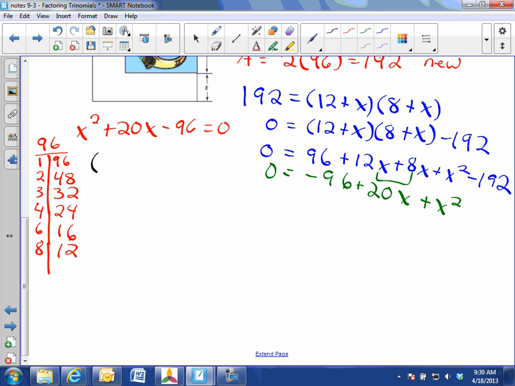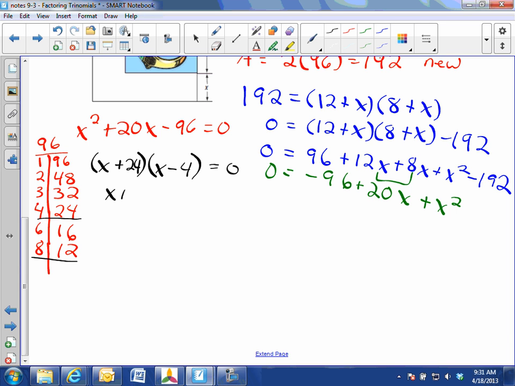Okay, so thinking about signs, it would be the 4 and 24. 8 plus 12 gets us 20, but that's not the right pair. Both pairs, if we subtract, get us 20 only for 4 and 24. You have to subtract, because 96 is negative, so it'd be 24 minus 4. So x plus 24 times x minus 4. Okay, then what do we do? It'll be equal to 0.